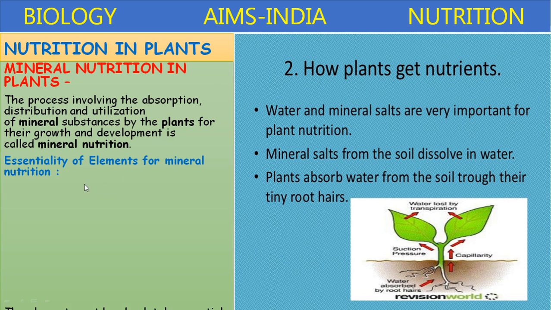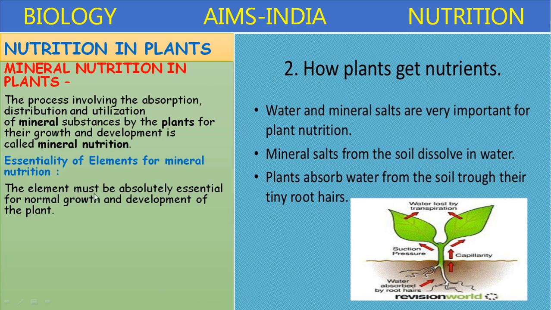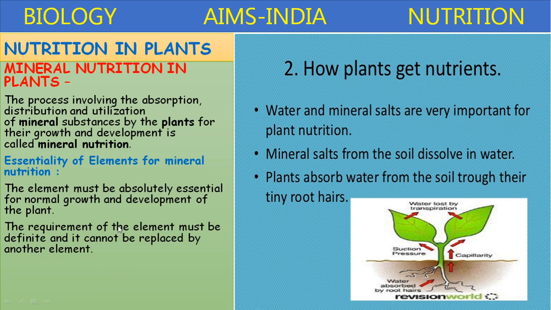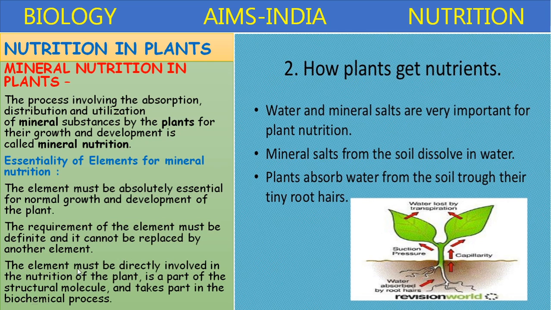Essentiality of elements for mineral nutrition. The element must be absolutely essential for normal growth and development of the plant. The requirement of the element must be definite and it cannot be replaced by another element. The element's requirement is specific. The element must be directly involved in the nutrition of the plant. It is a part of a structural molecule and takes part in biochemical processes.